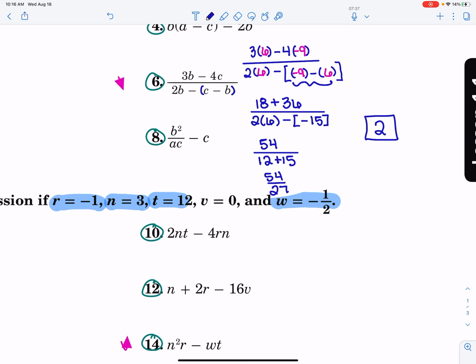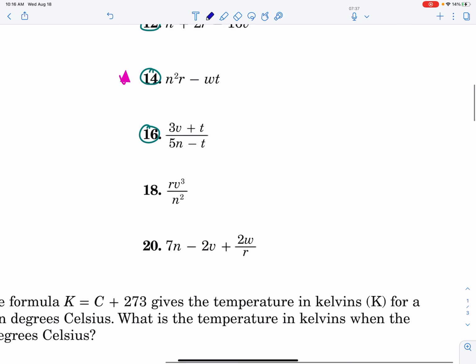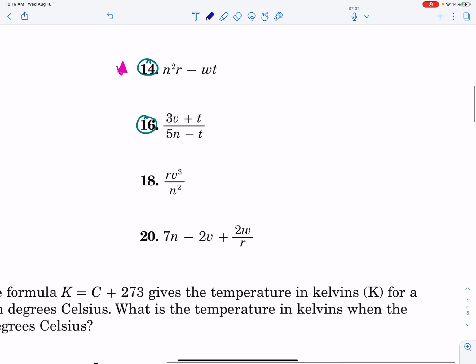All right. Okay, so let's go down to number 14. All right, number 14, same thing. Everywhere there's an unknown value or variable, I'm going to replace it with parentheses. So I'm going to have n squared times r. Well, I just said I was going to replace that with parentheses. Times r minus w times t.